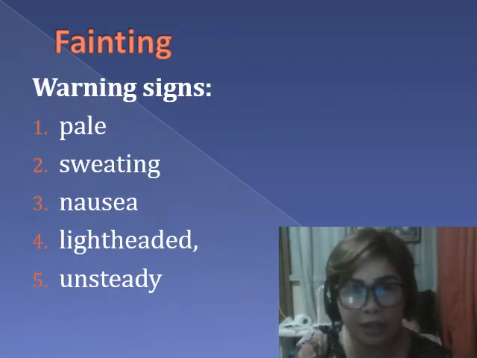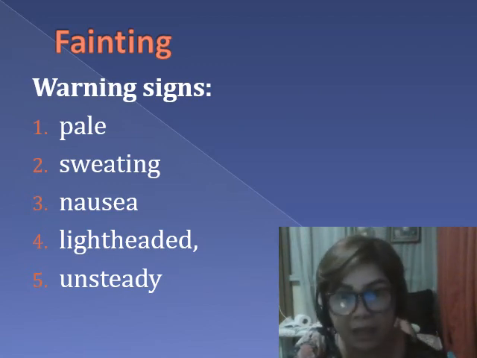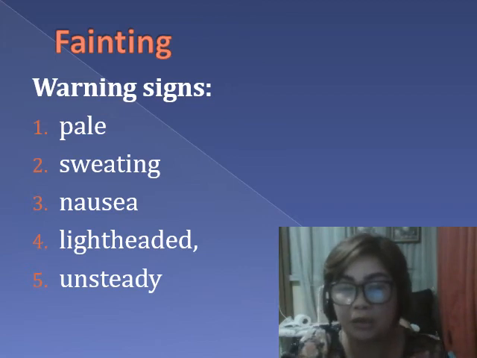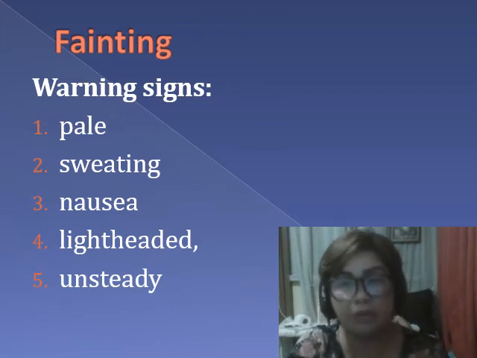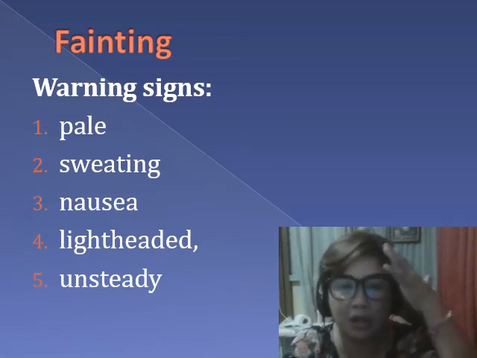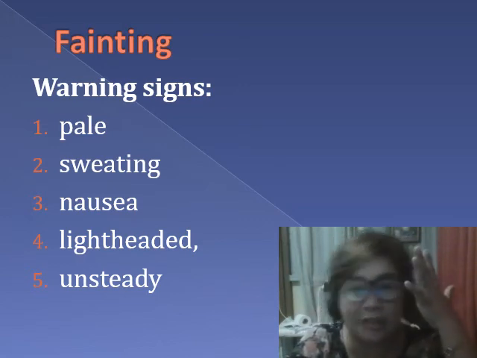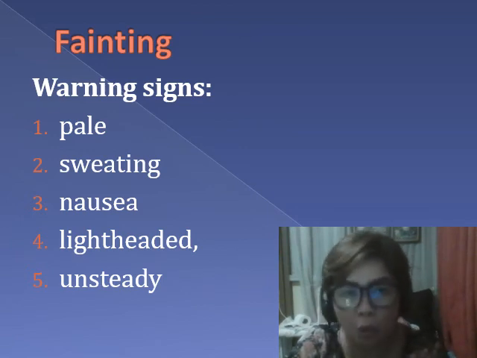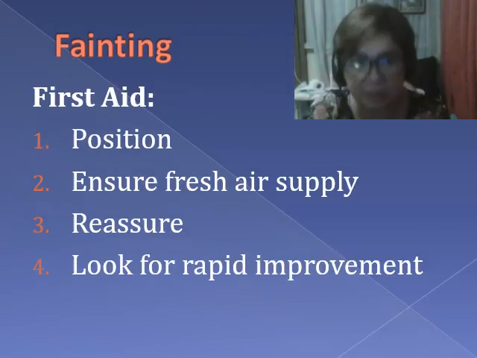Now, what are the warning signs of fainting? Of course, paleness, cold sweat, nausea. Nausea is when you feel like vomiting. Lightheaded, the head feels very light, and then you could not stand steadily. Balance is already affected. So those are the warning signs that you are now about to faint.